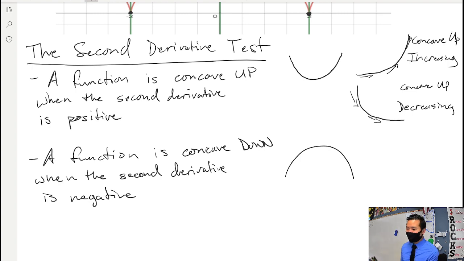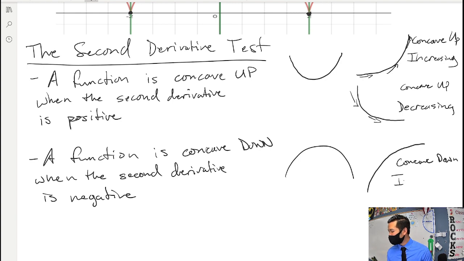Now, for concave down, it'll look something like this. If you're looking for concave down and increasing, it's like this, where it's going up, but it's going up slowly at this point. This is considered concave down, but it is increasing. And then you have something that is concave down and decreasing. Right here, this is concave down and decreasing.